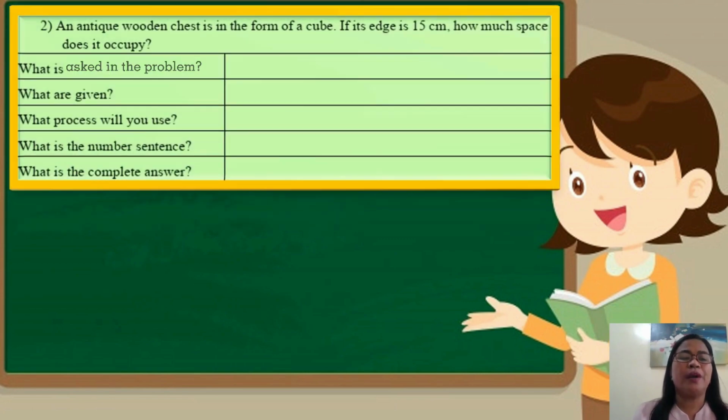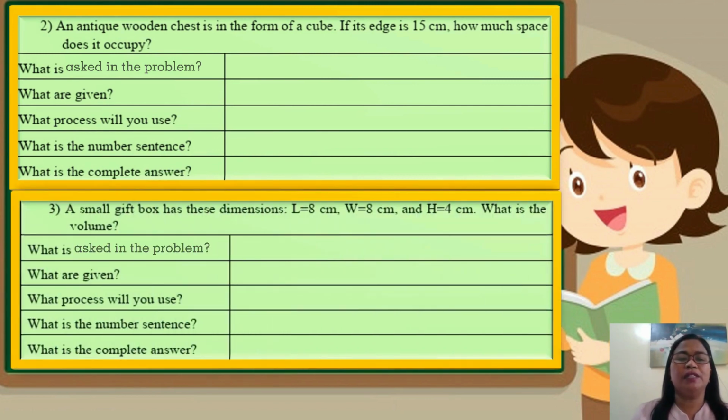Children, try to answer the two more problems. You are given 2 minutes to do that. Start answering.